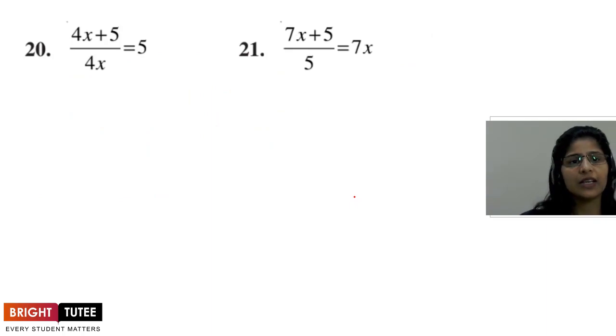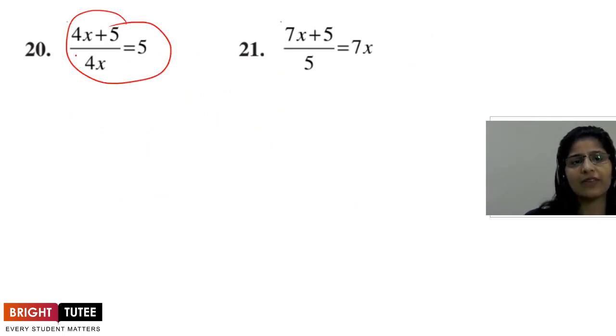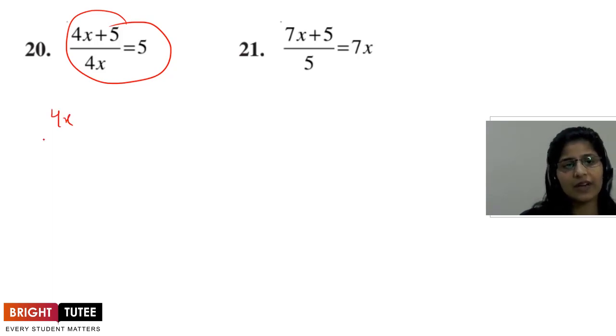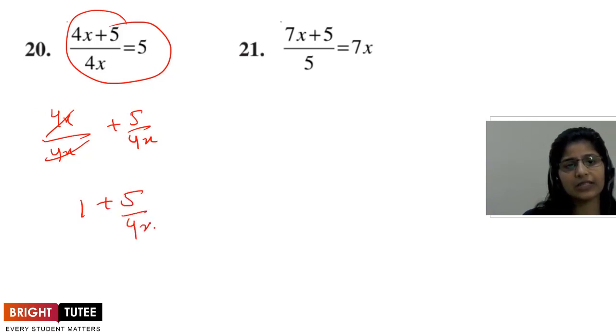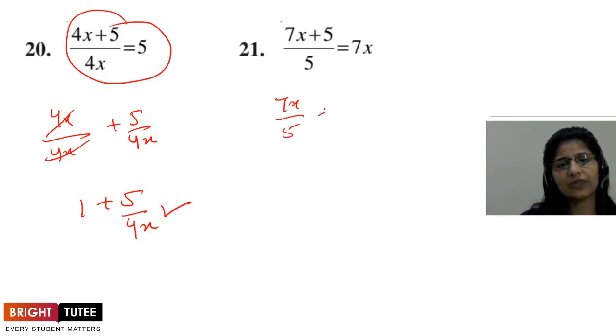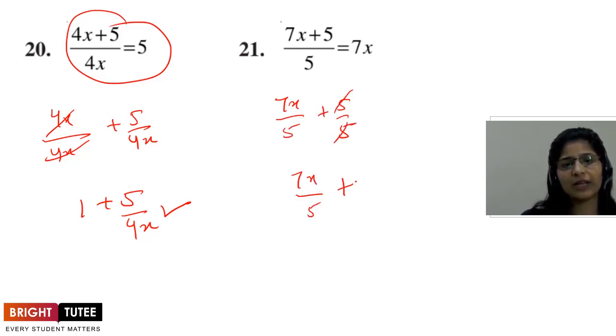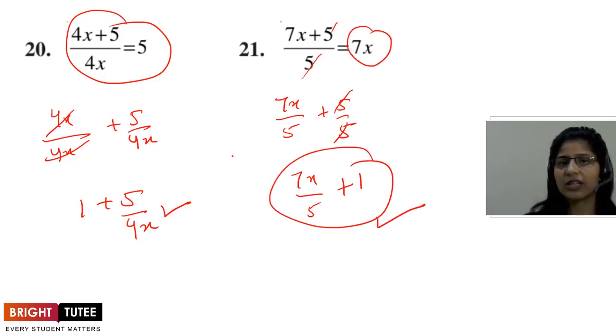Moving ahead. Okay, in these parts also they have done 4x is cancelled with 4x. Does that happen? No, this is wrong. We will write 4x upon 4x plus 5 upon 4x, they will get cancelled. 1 plus 5 upon 4x, this is the correct answer, this is wrong. Here also we'll write 7x upon 5 plus 5 upon 5, so this will be 1. 7x upon 5 plus 1, this is the correct statement. Only 7x is not the answer, we cannot cancel 5 with 5. Never do that. Okay.